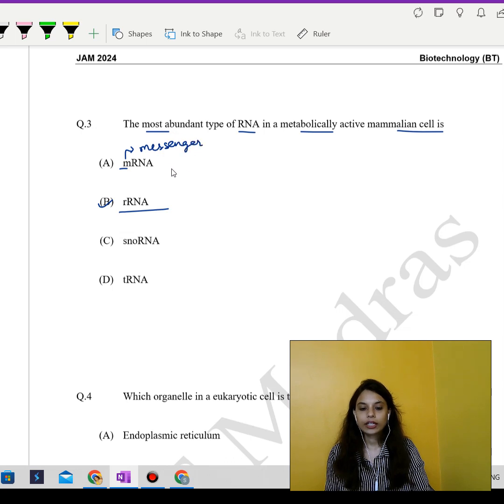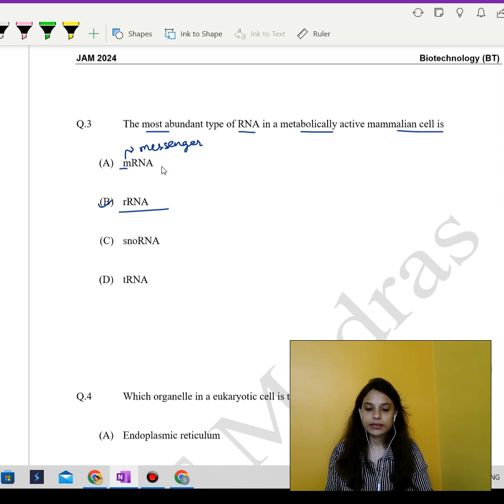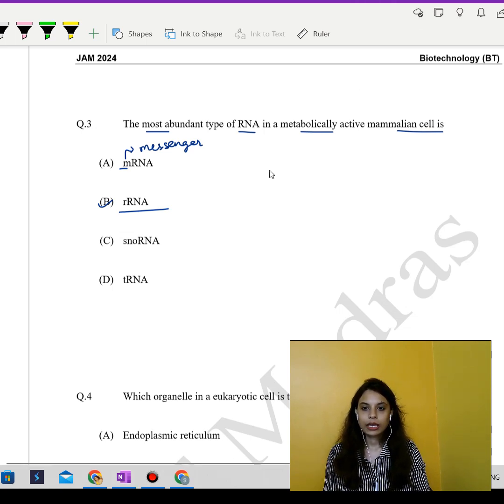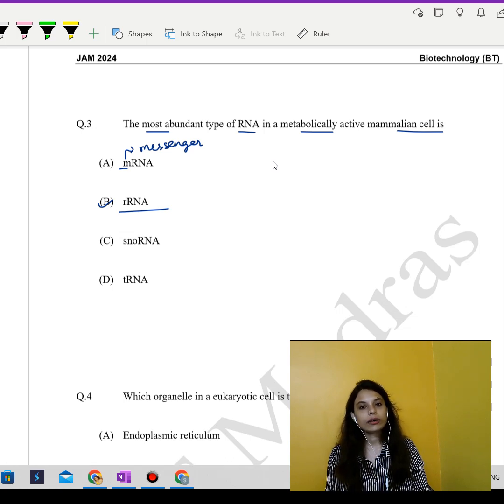Messenger RNA, while it is crucial for protein synthesis, is present in much smaller quantities than rRNA, due to its transient nature. It is synthesized from DNA, used for protein synthesis, and then quickly degraded.